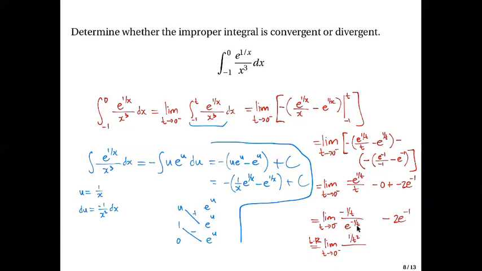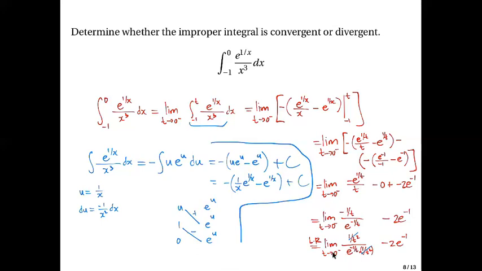But anyway, for this guy, we apply L'Hopital's rule. So we get the derivative of this. You will have e raised to negative 1 over t. And then by chain rule, we get the derivative of negative 1 over t, which is 1 over t squared. So this guy here will cancel this guy here. And you still have minus 2 e raised to negative 1.